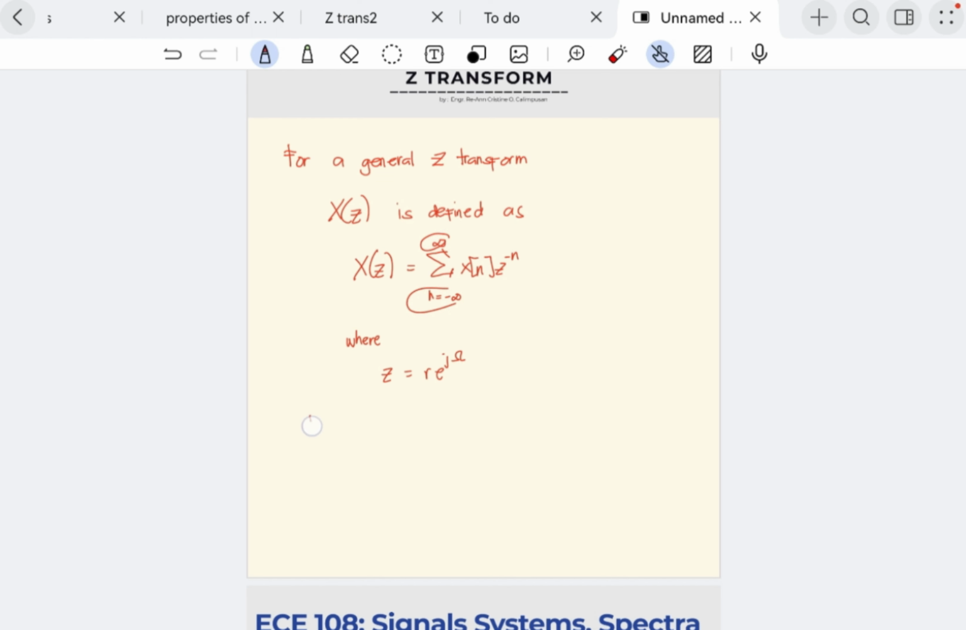So when we have the summation from negative infinity to infinity, it is called bilateral, meaning two-sided, so both sides, negative infinity to infinity. When we say unilateral, it is one-sided, from 0 to infinity or negative infinity to 0. So if x of z is the summation of x of n, z to the negative n from n equal to 0 to infinity, that is unilateral, meaning one-sided.